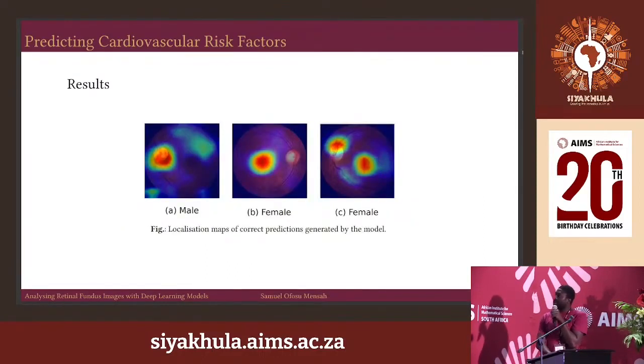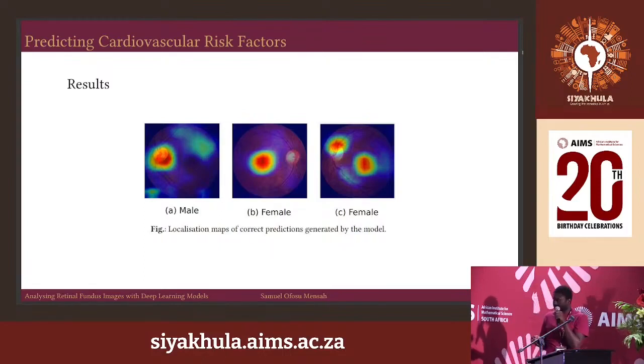So when we localized some images, we saw that when the prediction is a male prediction, the model always looks at the optic disc, or it highlights the optic disc. When it is a female prediction, the model highlights the fovea, or it highlights both the fovea and the optic disc. So these are correct predictions.